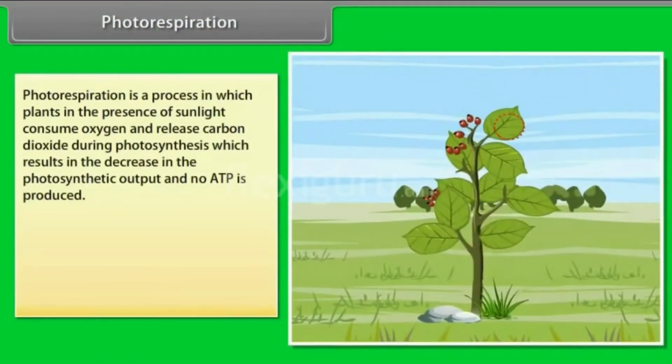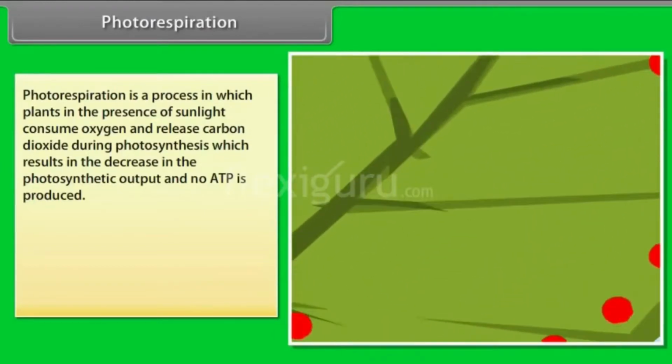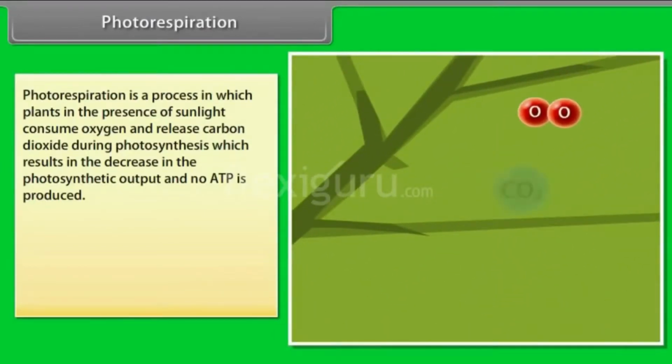Photorespiration is a process in which plants, in the presence of sunlight, consume oxygen and release carbon dioxide during photosynthesis, which results in the decrease of photosynthetic output and no ATP is produced.